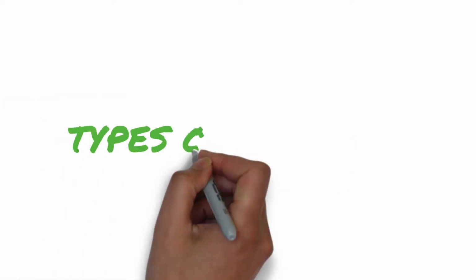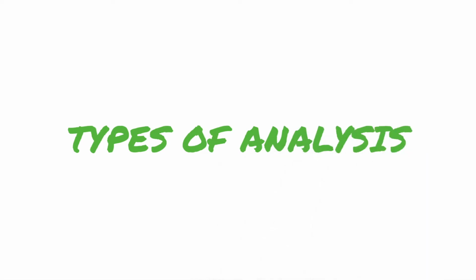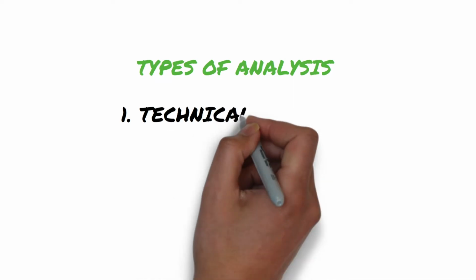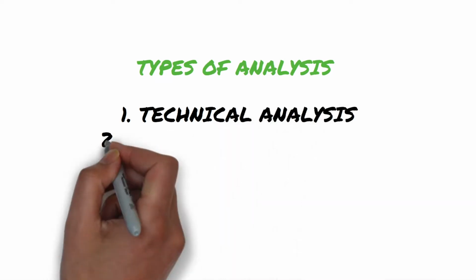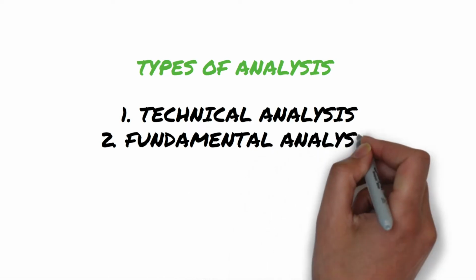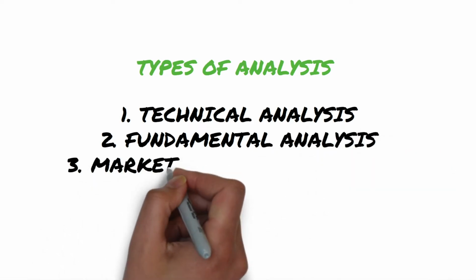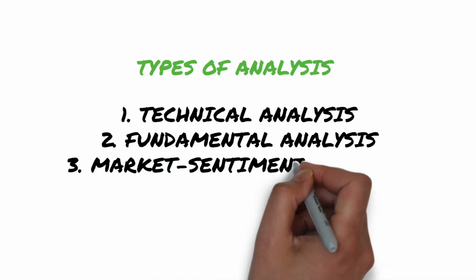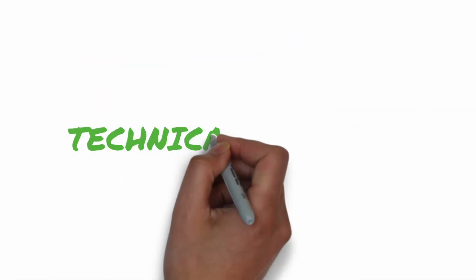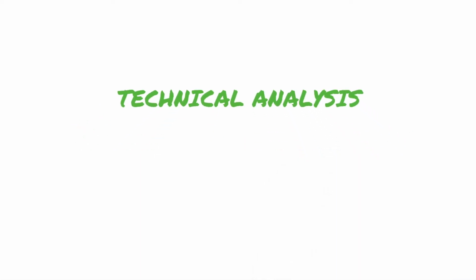Today we are going to talk about the different types of analysis in the financial markets. First off, we have technical analysis, which is also the most famous type of analysis of the three. Then we have fundamental analysis, and finally we have market sentiment analysis, which is the lesser known of the three and can be confusing for some. Let's start off with technical analysis.